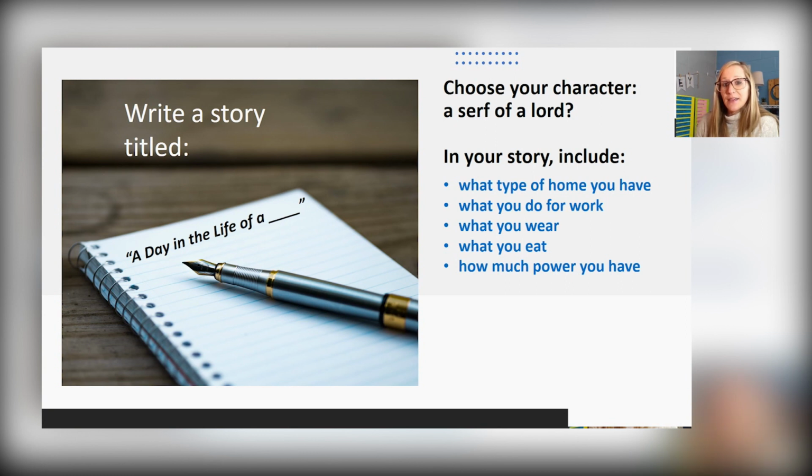Just a key tip, all strong writers take time to plan their writing, and so it's okay that it's going to take you some time to think about your story today, but I want to challenge you to write a well-written story that includes the details up on the screen today. I cannot wait to read your stories.